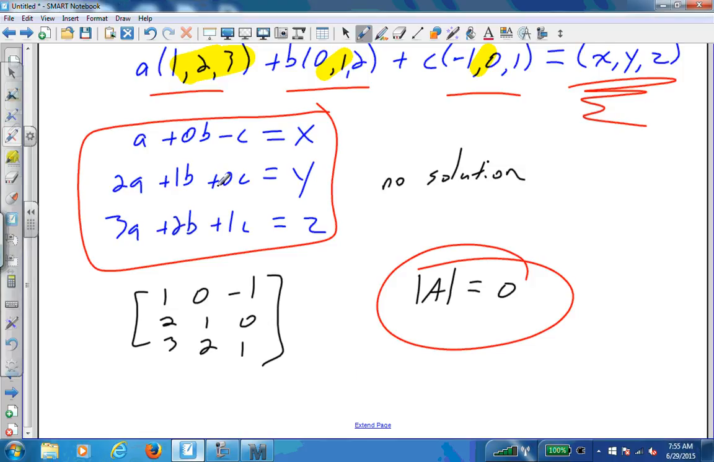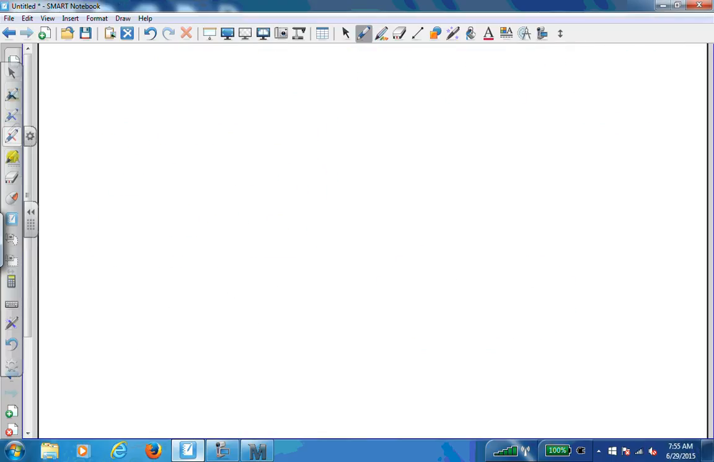If we were to row reduce this, we would have a 0 row, or we would get zeros on one side and a number or letter on the other side, so there wouldn't be a general solution to this. So let's look at one or two more examples before we go on.